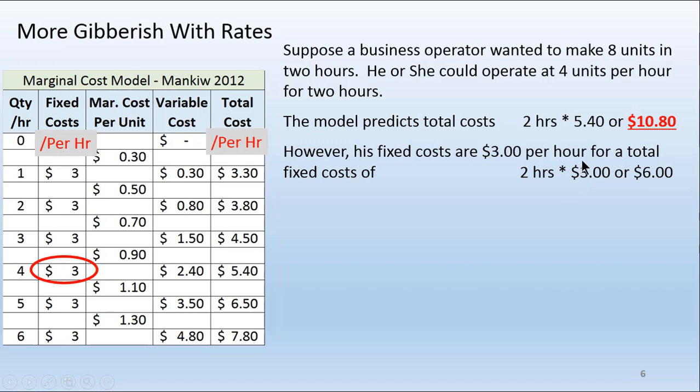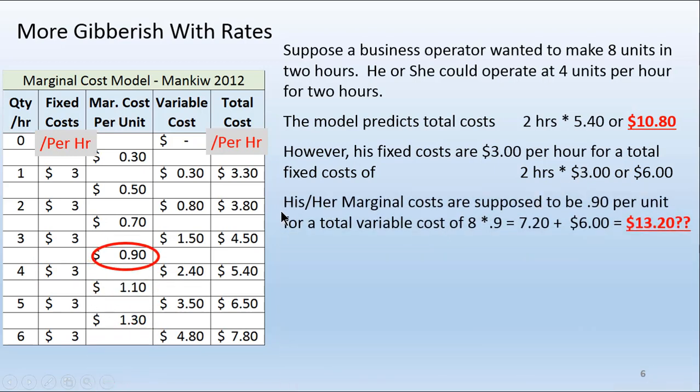All right, so that's looking weird. Something's not right here. And his or her marginal costs are supposed to be 90 cents per unit. That would make my total variable cost 8 times 0.9 or $7.20, and I get a total cost of $13.20. Something's not right. These numbers are not jiving. This model has got something wrong with it.